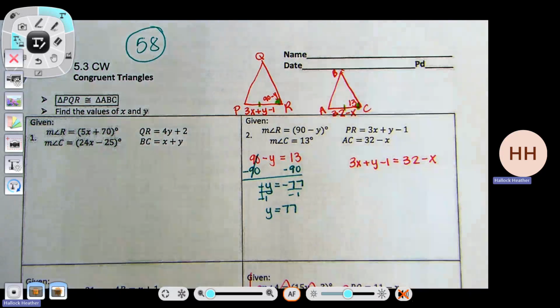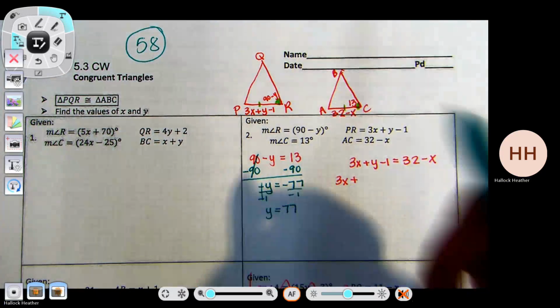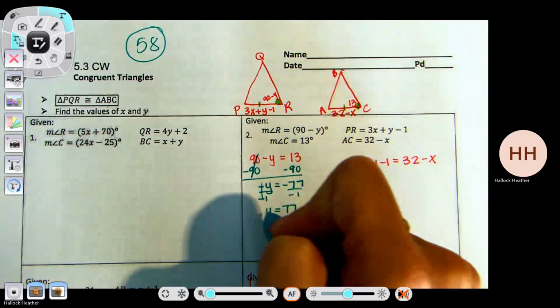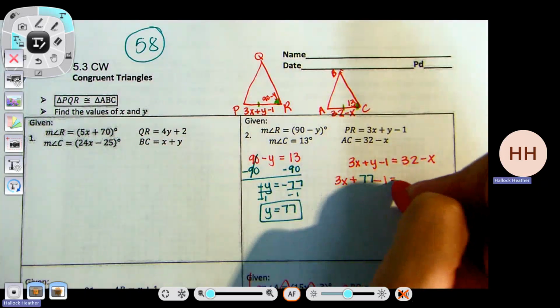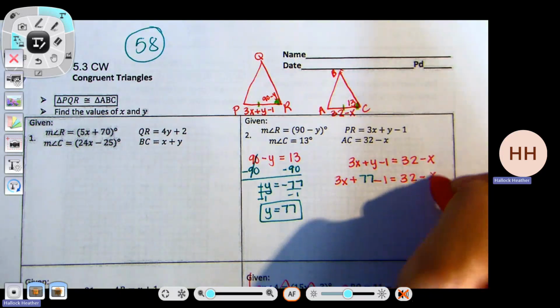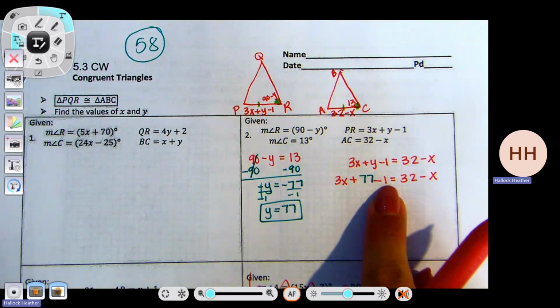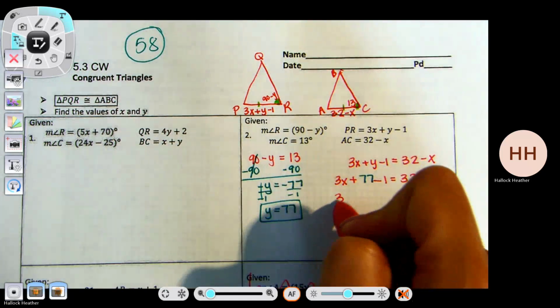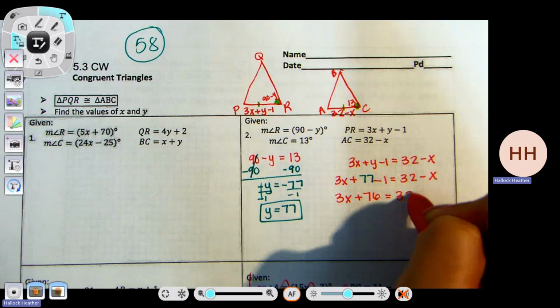So I can bring down 3x plus 77 minus 1 equals 32 minus X. So now I have all X's, so that's good. So if I combine 77 minus 1, what do I bring down? 76. And now you can solve it 4 different ways.